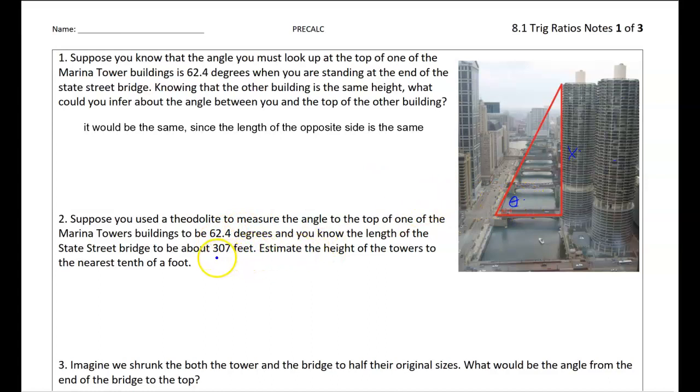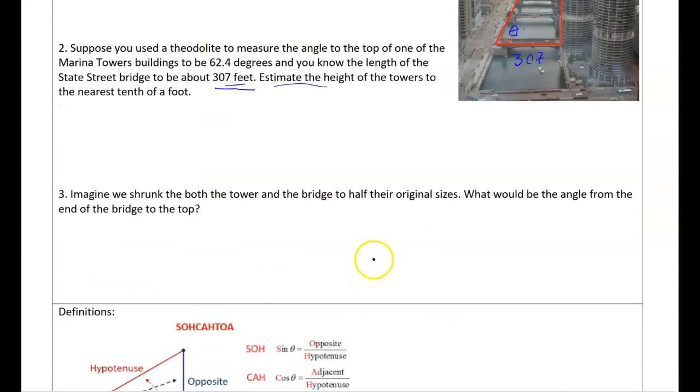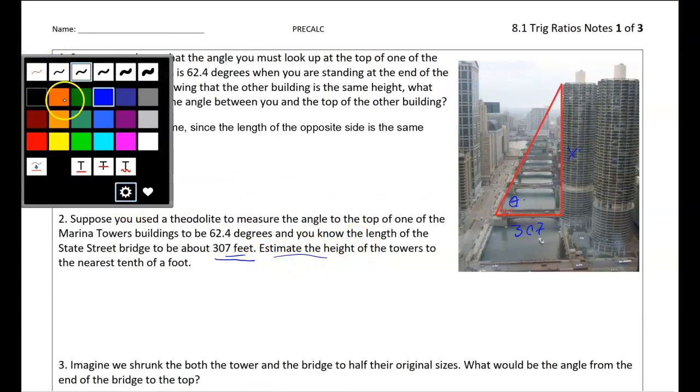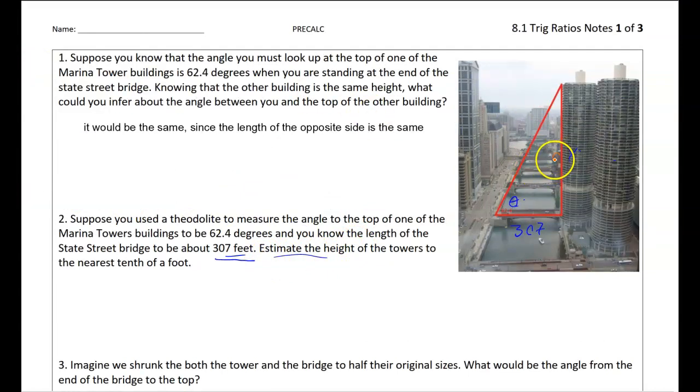But in question 2, we're given another piece of key information. That's the length of the bridge is 307 feet. We're asked to estimate the height of the towers. So here's where we use our SOHCAHTOA, and I gave you this down on the bottom, but you're familiar with this. I always like to label my sides. We have opposite and adjacent, and the hypotenuse is not given, right?